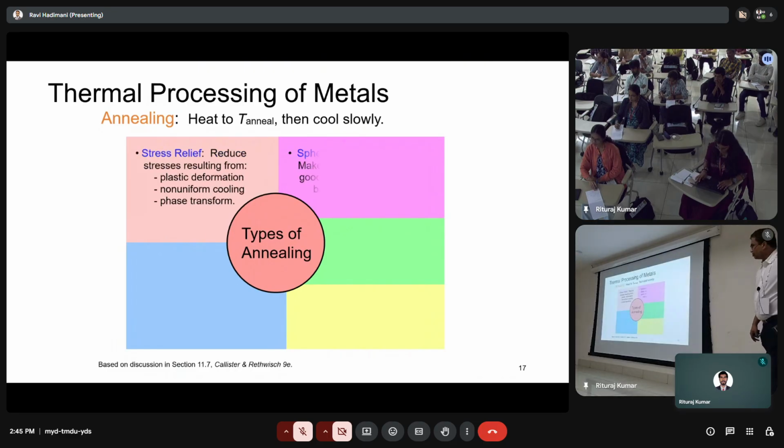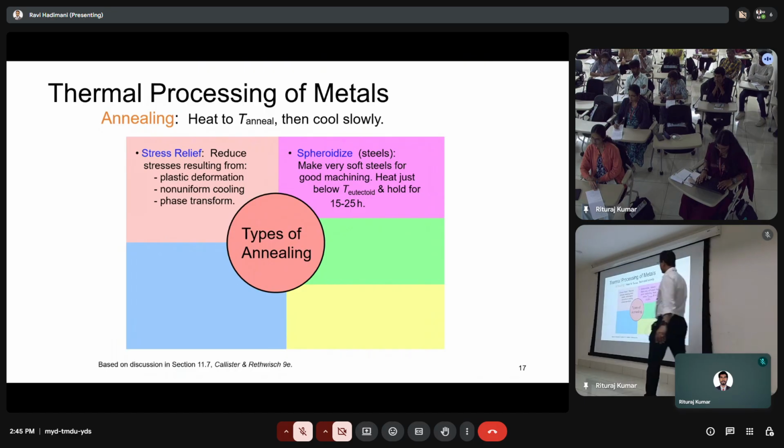Okay, so this is used for stress relief, because you are reducing the dislocation density, which is useful for plastic deformation, and you can also have phase transformation. So that is stress relief annealing.